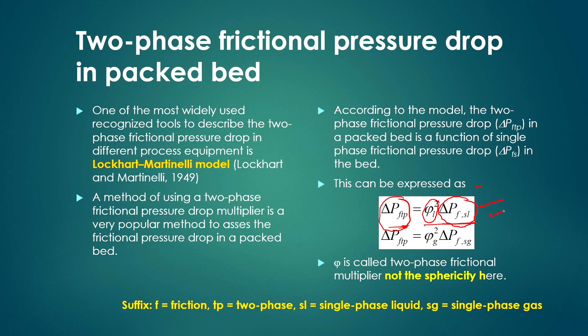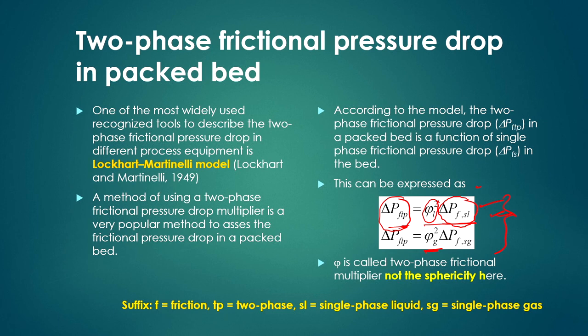So if you know the frictional pressure drop of single phase liquid through the packed bed, and you multiply it by phi_L squared, then you will get the two phase frictional pressure drop. Either way, if you know the single phase frictional pressure drop of gas, and you multiply by a multiplier called phi_G squared, based on gas, you can also get the two phase frictional pressure drop. Phi_L squared is for liquid and phi_G squared is for gas. So by these two equations you can easily assess the two phase frictional pressure drop once you know the single phase frictional pressure drop for either liquid or gas.